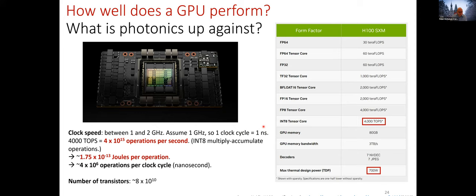Now the next thing we can do is ask, what does this 4,000 TOPS number mean? Well, this is 4,000 tera operations per second. In other words, 4 × 10^15 operations per second. And operations here means int 8 multiply accumulate operations, so it's a combination of a scalar multiplication and an addition. This is a very, very large number of operations.